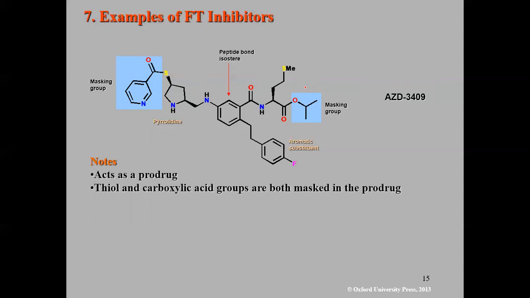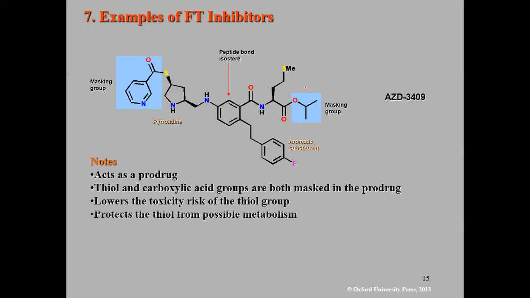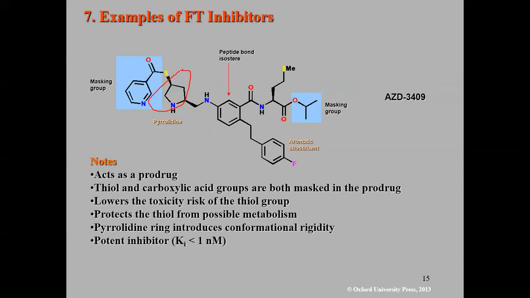The thiol and carboxylic acid group are both masked in the prodrug. This will lower the toxicity risk of the thiol group. As you know, thiols are reactive. Okay? And it not only lowers the toxicity, but it protects the thiol from possible metabolism. The pyrrolidine ring here introduces conformational rigidity. So the molecule will not be freely rotatable. Okay? It's not like a single bond. Now it is locked in a ring. This results in a potent inhibitor.